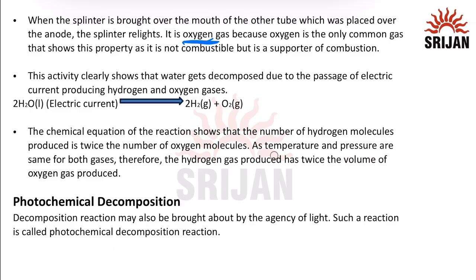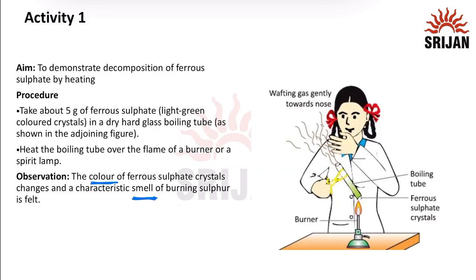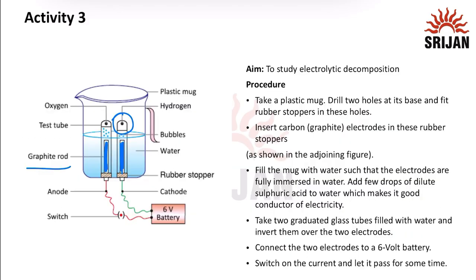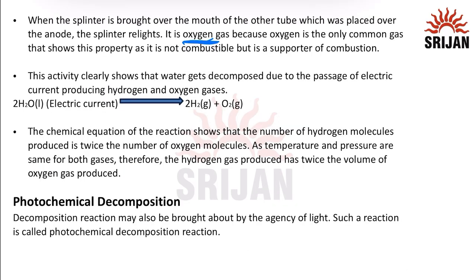So, in the first case, we used heat directly. In the second case, we used electricity. Now, in the third case, we are using light. In all three cases, we are using energy in one form or another. In the first case, we used energy in the form of heat. In the electrolytic case, we used energy in the form of electricity. In the third case, we are using energy in the form of light. So, in all of the cases, you will need energy to decompose a substance.